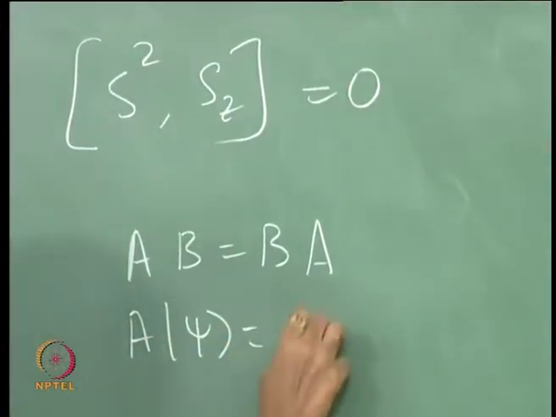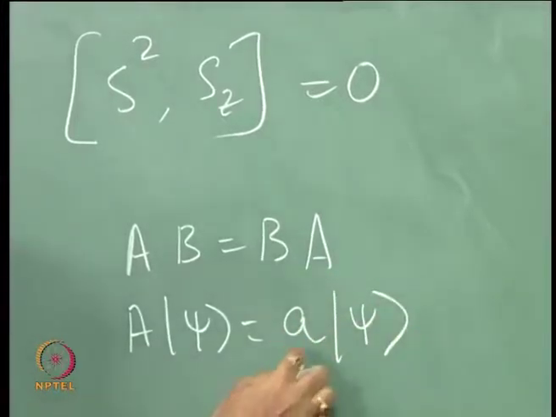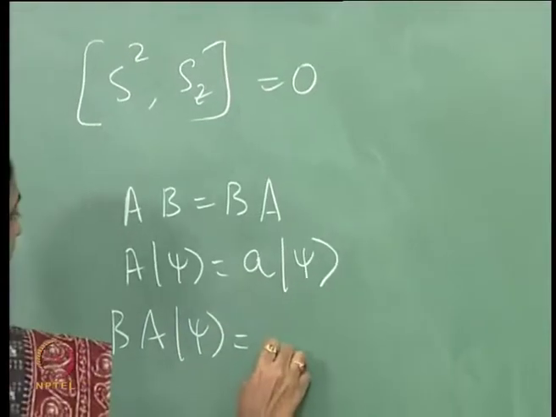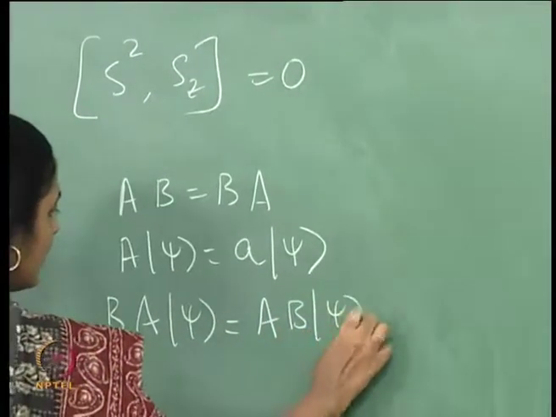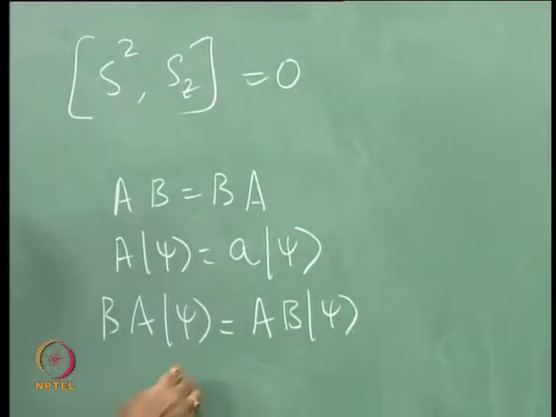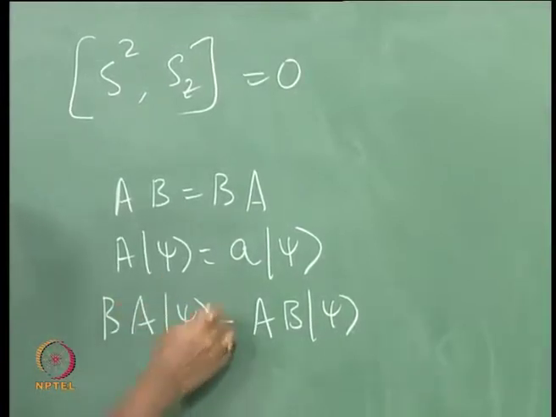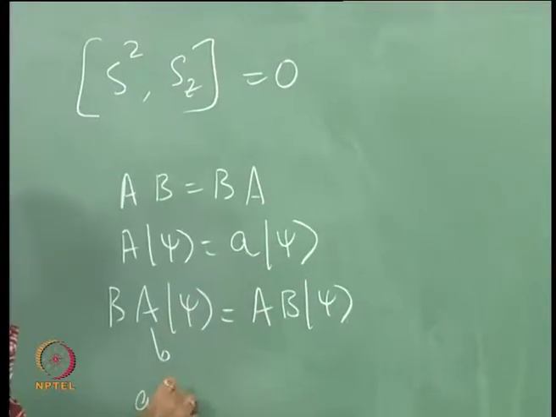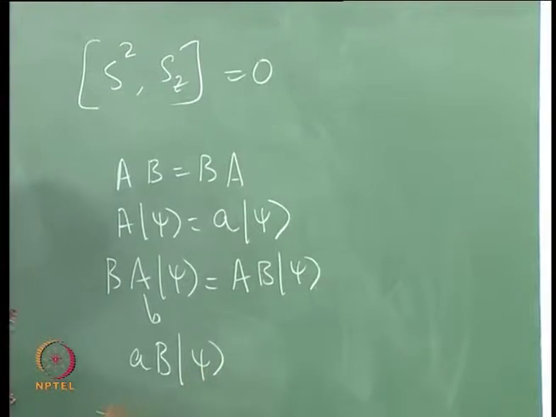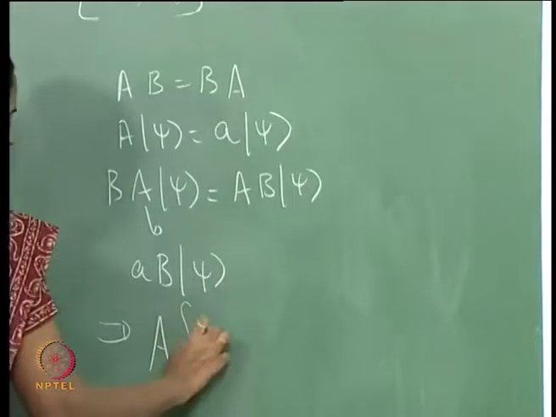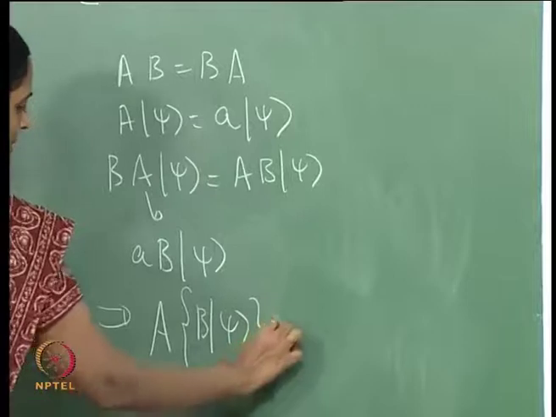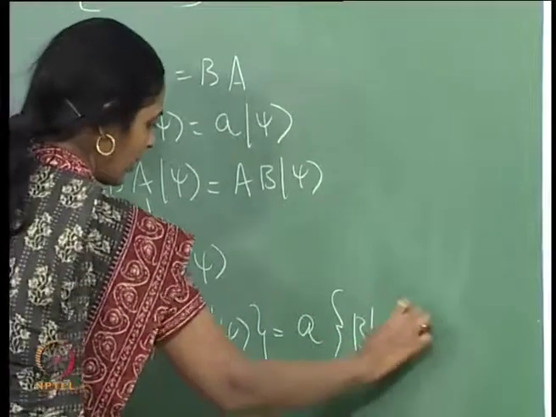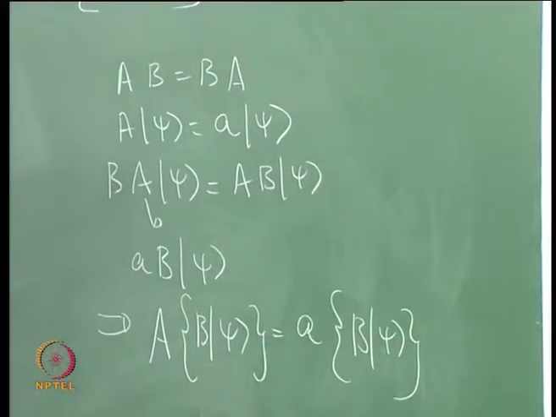and if psi is an eigenvector of A with eigenvalue little a, BA psi is equal to AB psi. But I know that A psi pulls out an eigenvalue a, so this object is simply aB psi, and therefore, the state B psi is an eigenstate of the operator A, with eigenvalue little a.